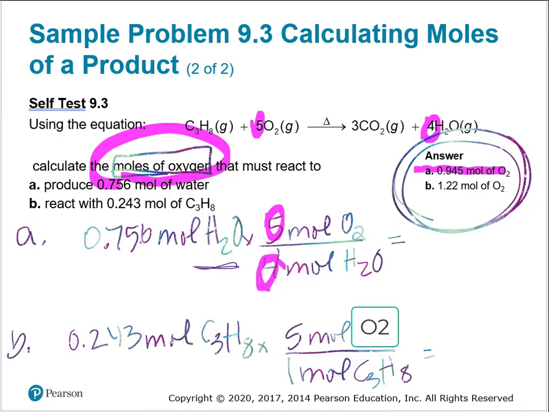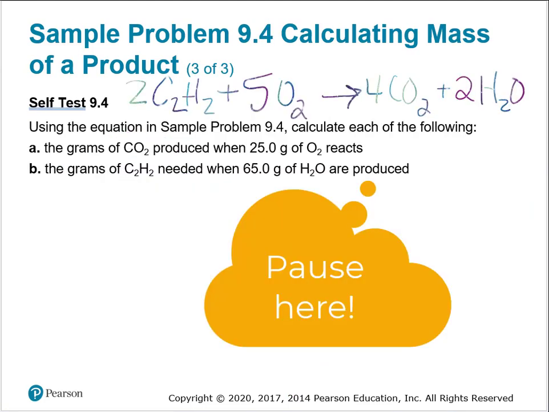My next one, I'm starting with 0.243 moles of propane. I want moles of oxygen, so I just have to look at my mole-to-mole ratio of propane, 1 mole of propane for every 5 moles of oxygen, to get 1.22 moles of oxygen. Pause the video here as you try to work through these problems.